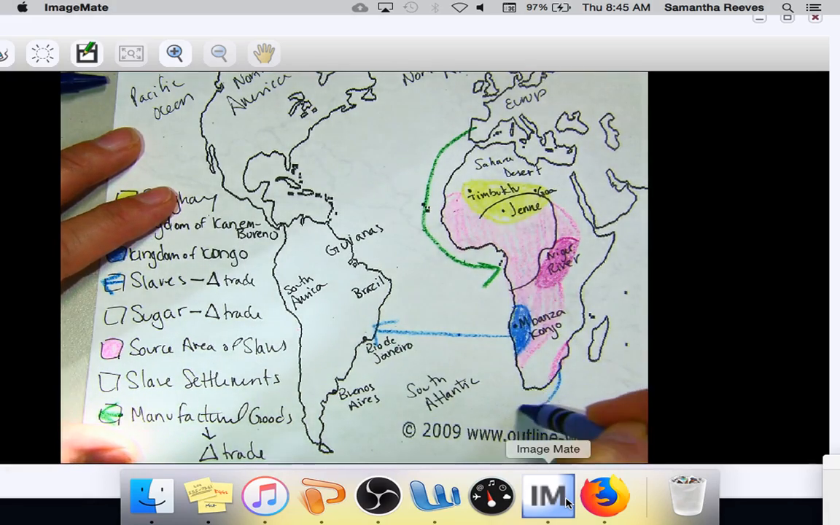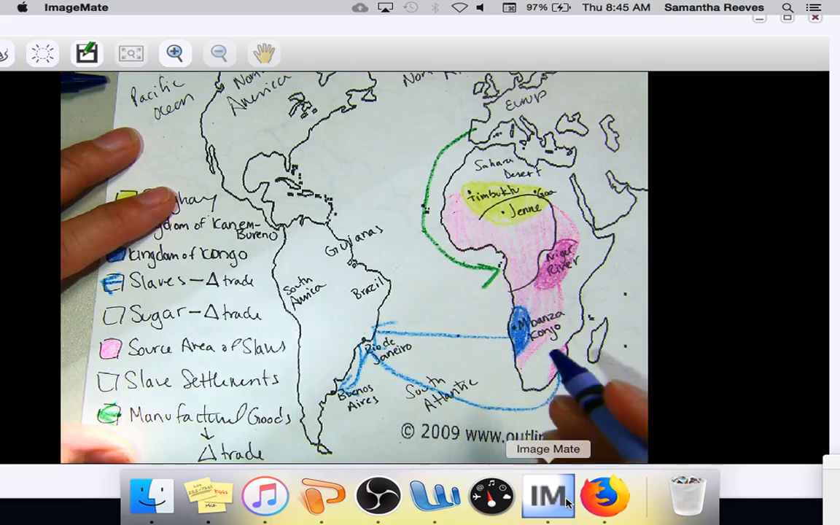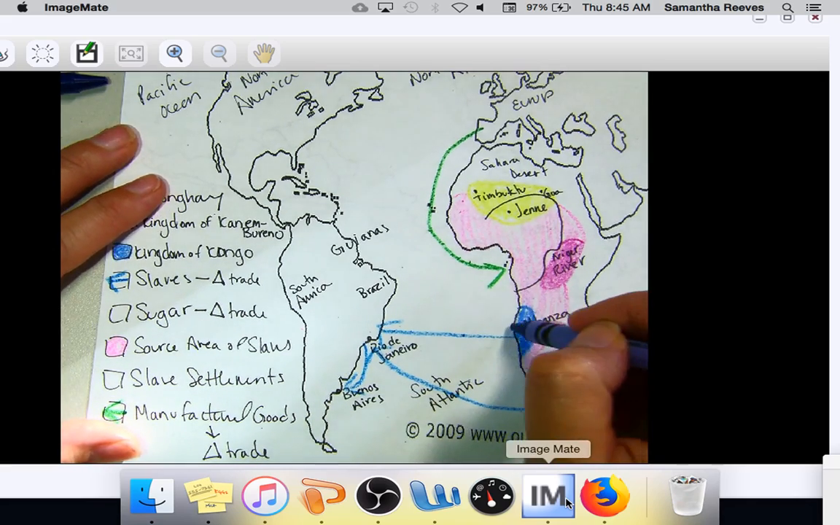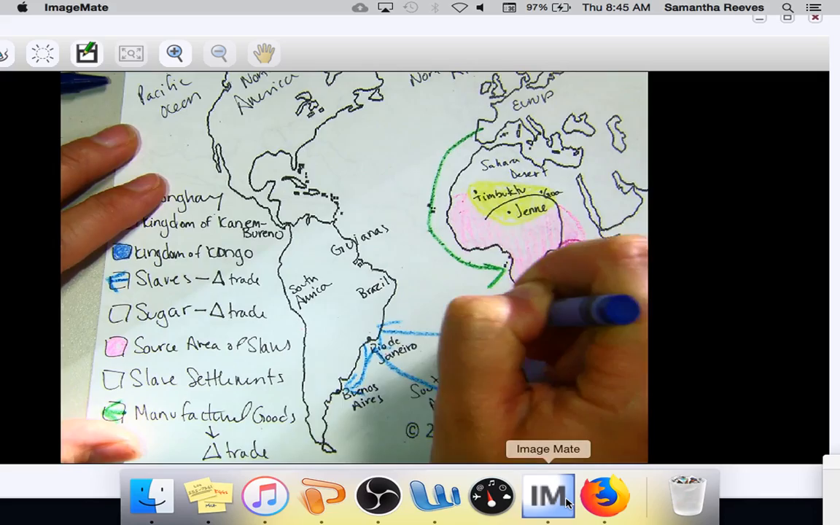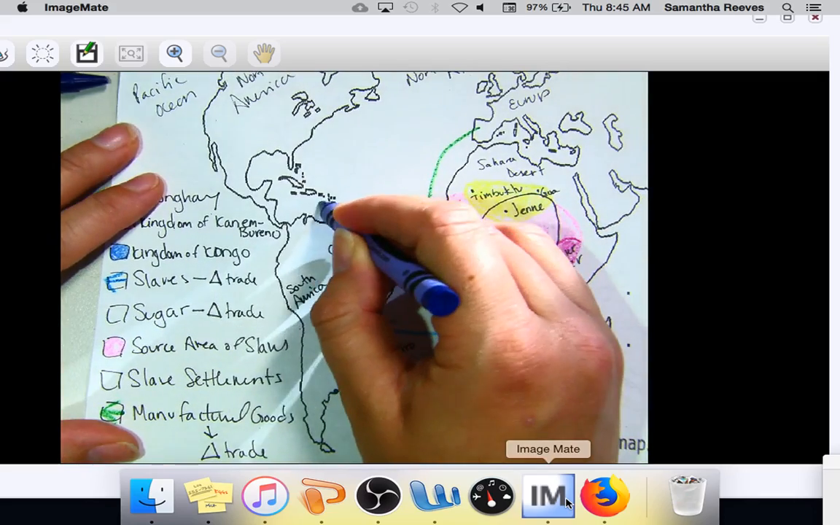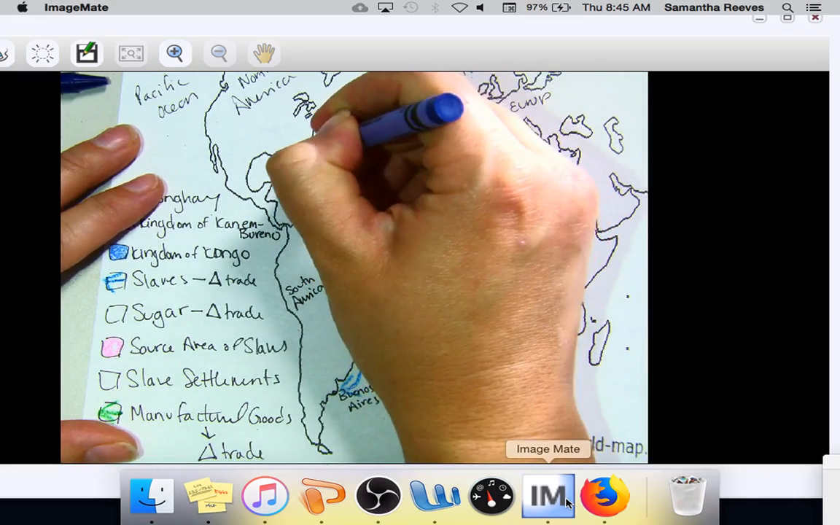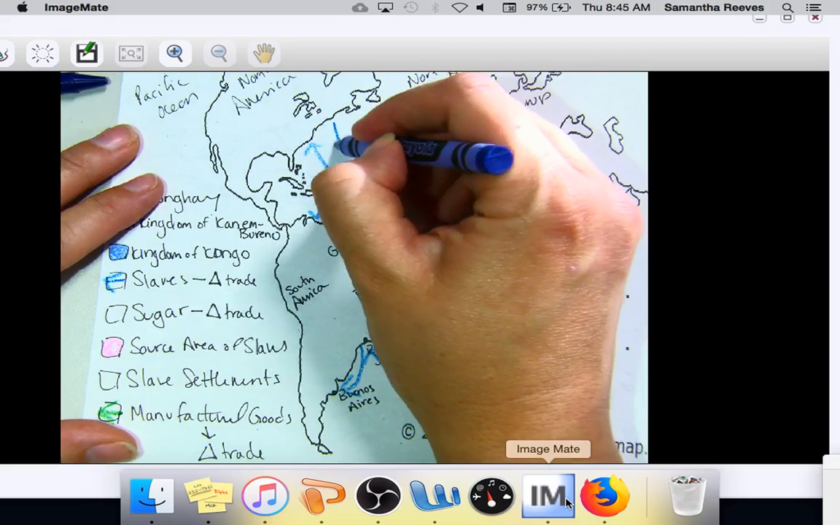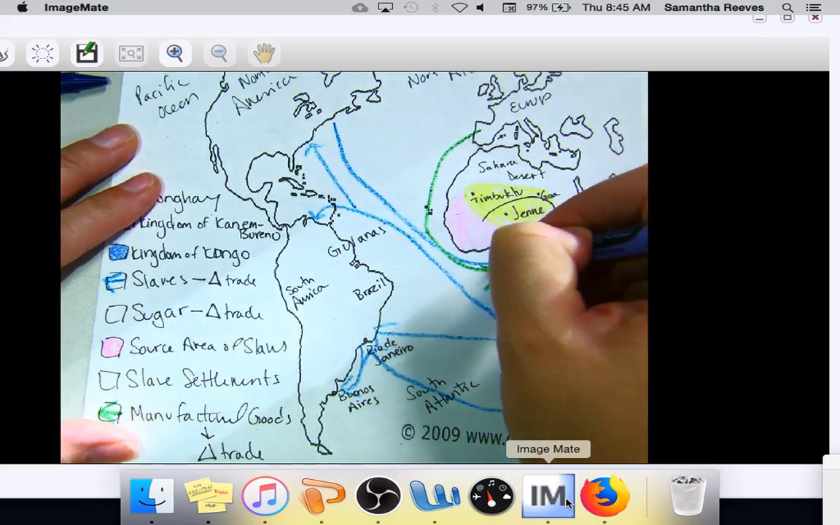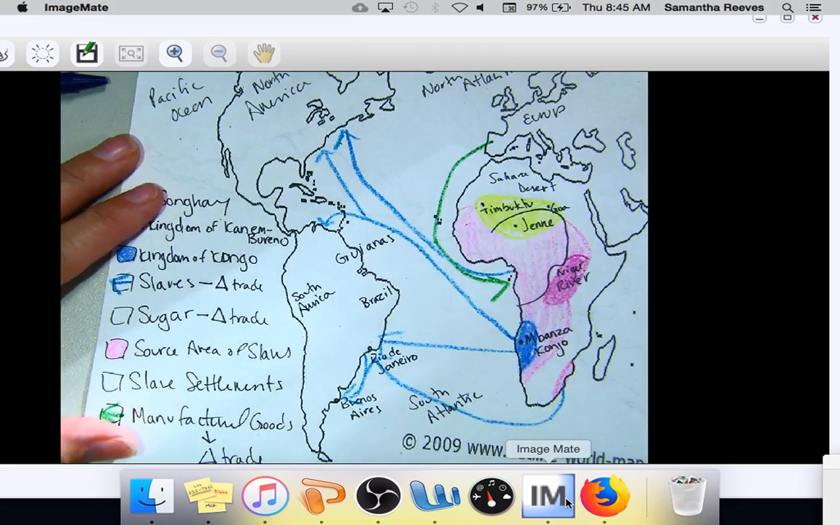Why do they need slaves in the New World, ladies and gentlemen? Why, Reagan? To work the plantations. Why can't they just use all of the indigenous population, Reagan? They're dying at incredibly fast rates. So they do not have reliable workforces.